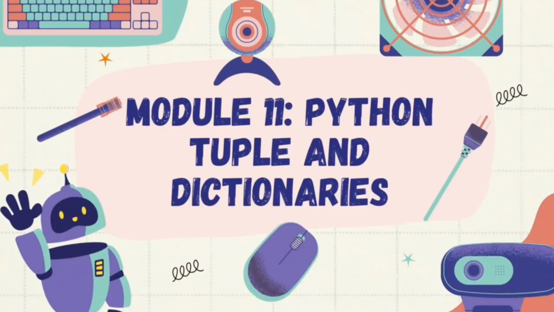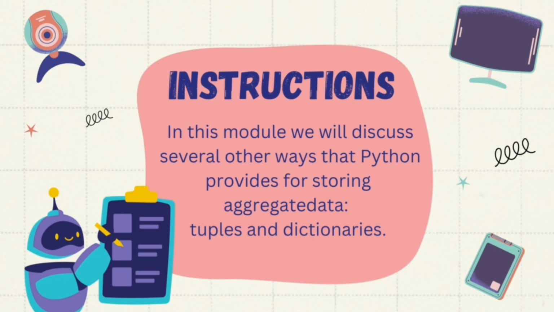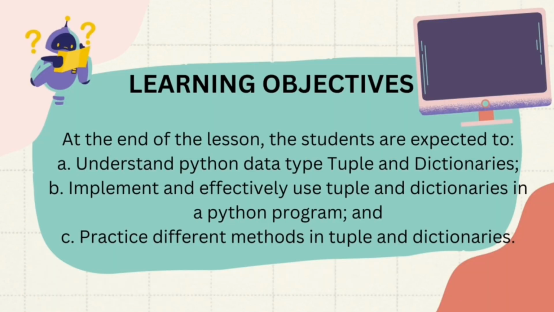Good morning, everyone. We are the reporters of Module 11: Python Tuple and Dictionaries. Learning objectives. At the end of the lesson, the students are expected to A. Understand Python data types, tuples, and dictionaries. B. Implement and effectively use tuples and dictionaries in a Python program. And C. Practice different methods in tuples and dictionaries.